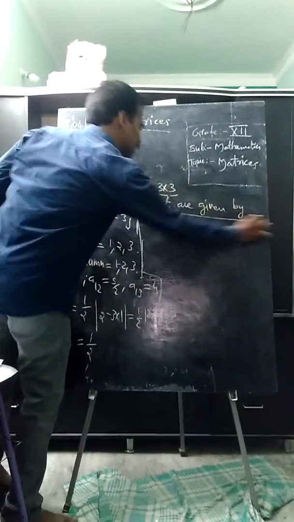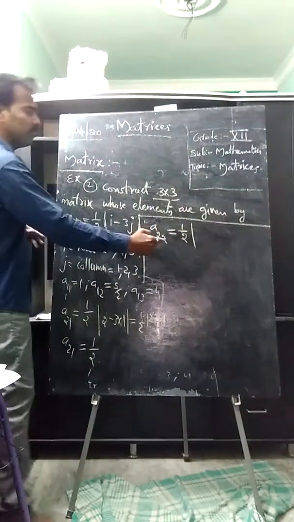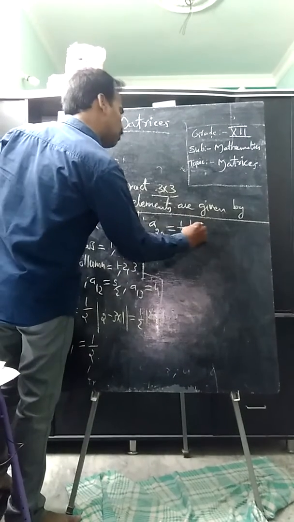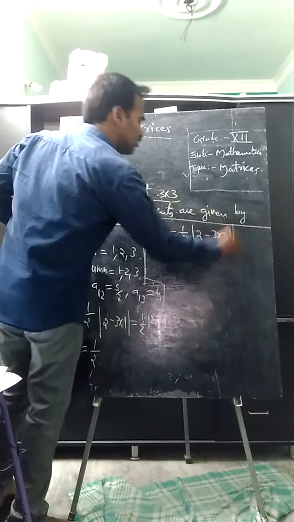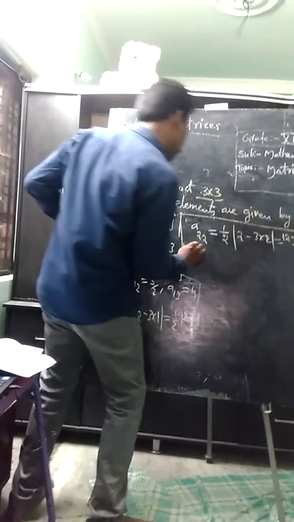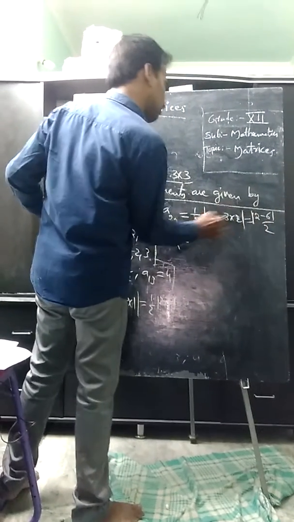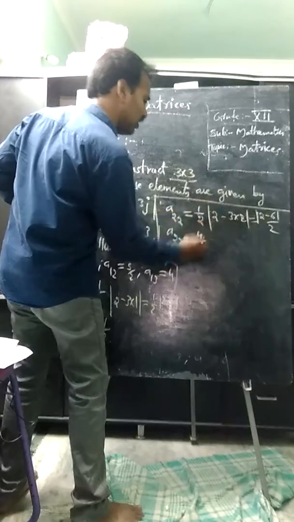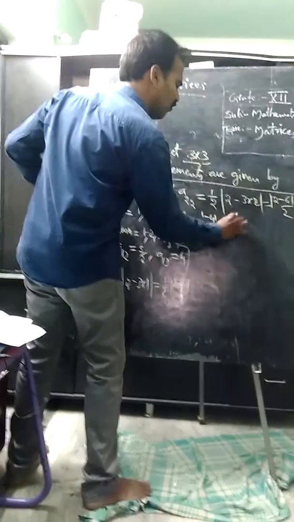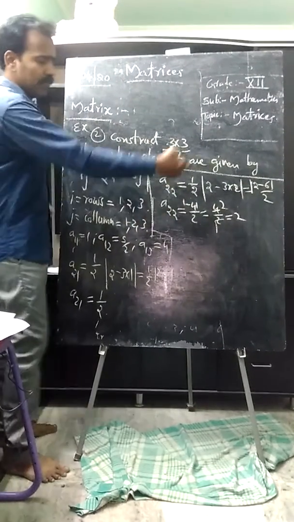Now we will find A22. A22 means, students, second row, second column. So i and j are equal to 2. So we have 2 minus 3 into 2. Same process, students. So 2 minus 6 within the modulus, by 2. So A22 is 2 minus 6, that is minus 4, but because modulus is there, though it is minus 4, it becomes plus 4. Modulus of minus 4 is 4. 4 by 2 is 2. I mean second row, second column element is 2.